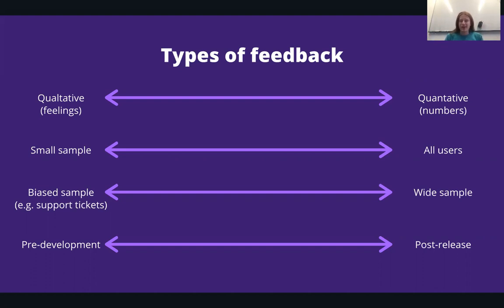For instance, sometimes you might know exactly what you need to know. You just need to know what happens more often. That would be quantitative. Sometimes you're not really sure how people are going to use the app, and you just want to see how they use it. You want to see if something makes sense. That would be qualitative feedback. There are different types of feedback based on the sample size.